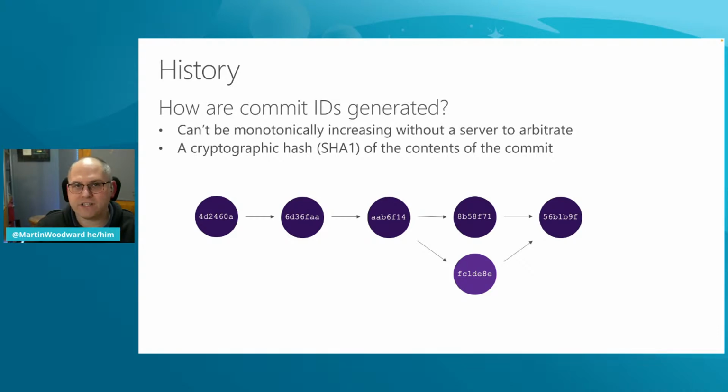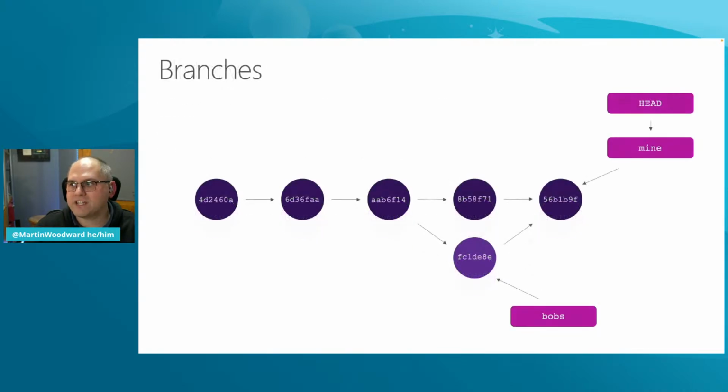Now, a branch. Previously we were making changes into a thing called main. You might see the term master, you might see the term main. They're just common names for the default branch, the branch that you're working on. In this example, I've called it mine, just to make it even more confusing.